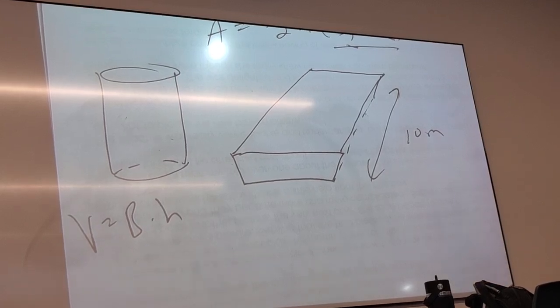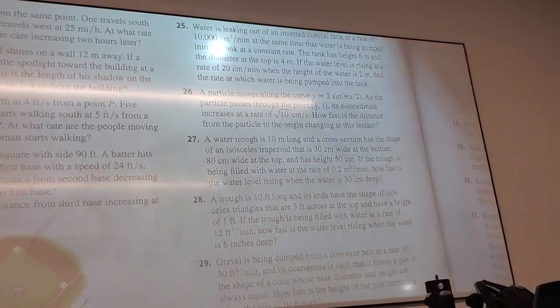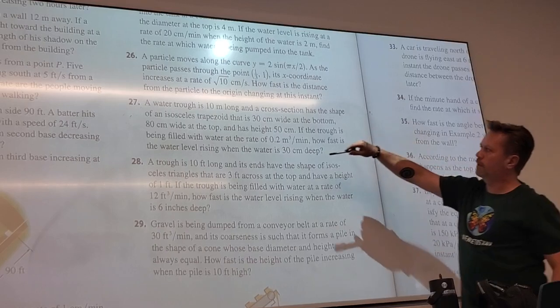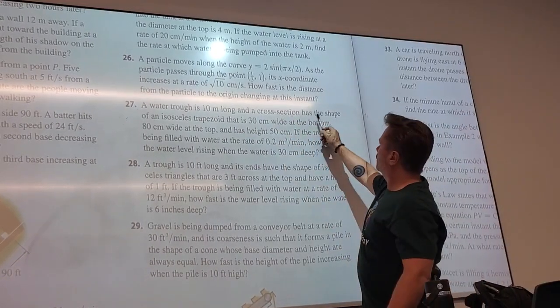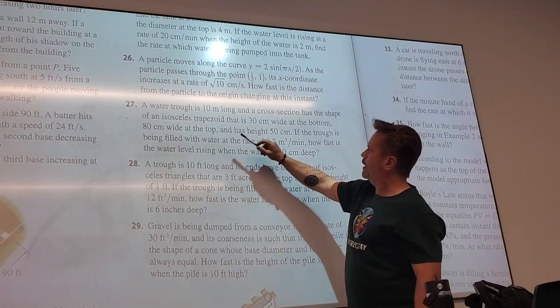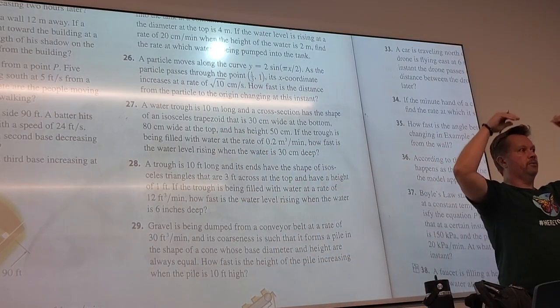Okay, so let's take a look. It tells me... So it's 10 meters long. The cross section is shaped like that, 30 centimeters wide at the bottom, 80 at the top, has a height of 50 centimeters. Okay, so we can kind of label that all on our picture.